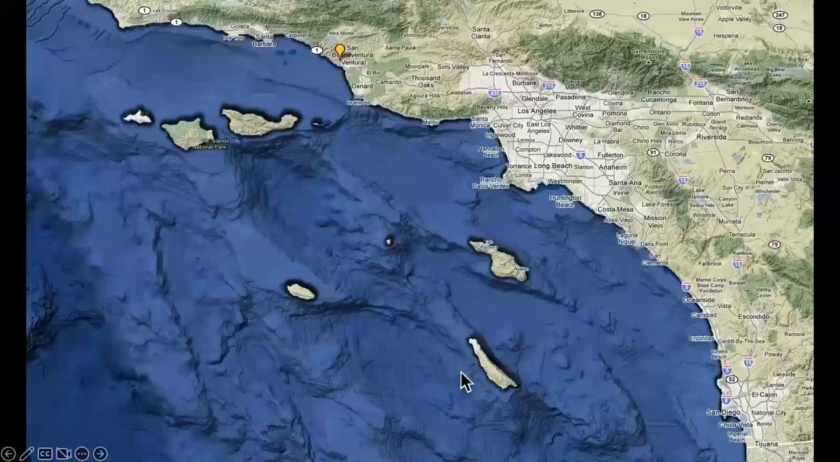Let's see, we count all these islands, all 8, but I also count the Palos Verdes Peninsula as an island. The LA Basin would look probably a lot like this, a big deep hole in the ground, but it's completely filled with sediments that are coming off of all these mountains.